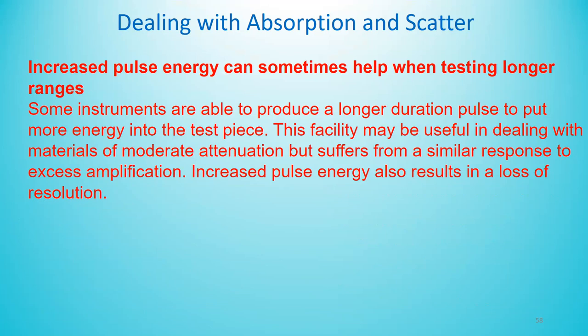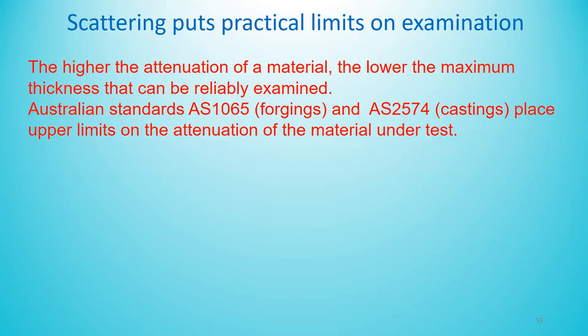Increased pulse energy can sometimes help when testing longer ranges. Some instruments are able to produce longer duration pulses to put more energy into the test piece. This facility may be useful in dealing with materials of moderate attenuation, but suffers from a similar response to excess amplification. Increased pulse energy also results in loss of resolution. The higher the attenuation of the material, the lower the maximum thickness that can be reliably examined.